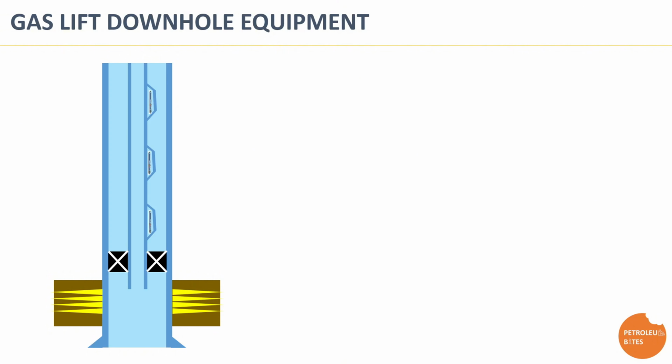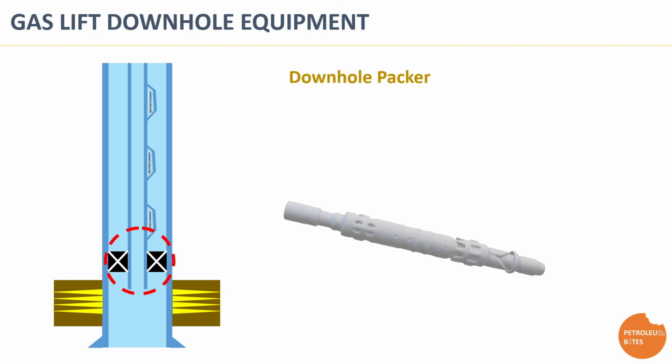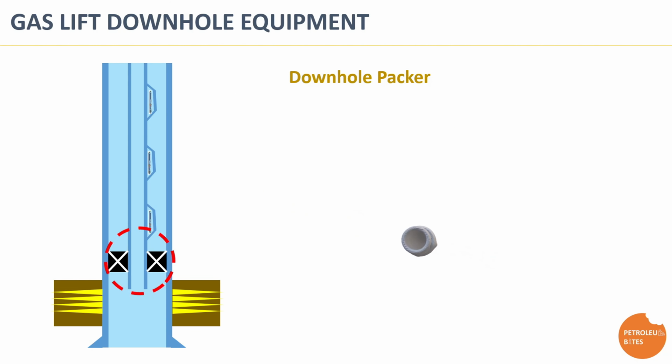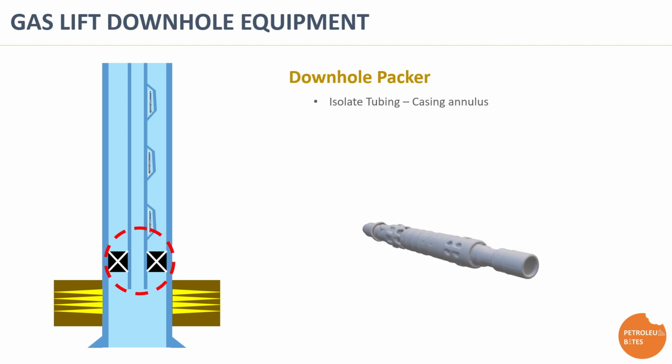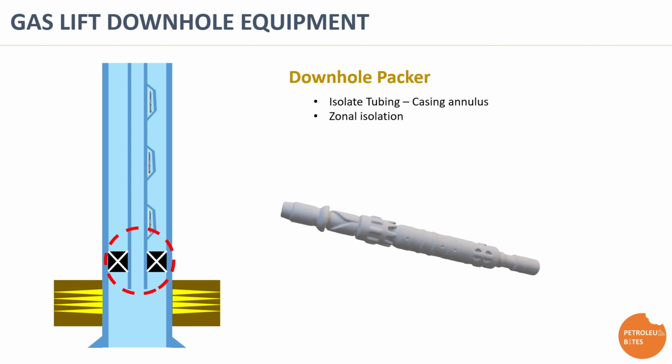Gas lift completion is made up of three key downhole components. First is a production packer, positioned near the production zone at the end of the tubing string. Its role is to isolate injection gas between the casing and the tubing, while also providing a reliable seal between the casing and the reservoir.